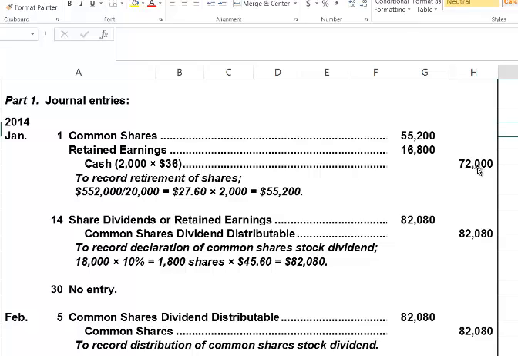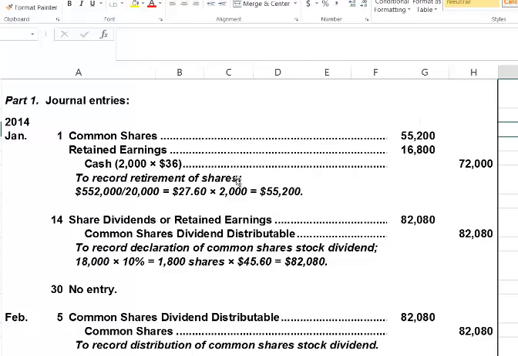Now, if you look at January 14th, it says that the directors declared a 10% share dividend that they're going to distribute on February the 5th. It says the shares were trading at $45.60. So when we record the share dividend, we're going to record it based on the market price at the declaration date. The declaration date is January the 14th. So the first thing we need to figure out is, how many shares are we going to be issuing as a result of the share dividend?